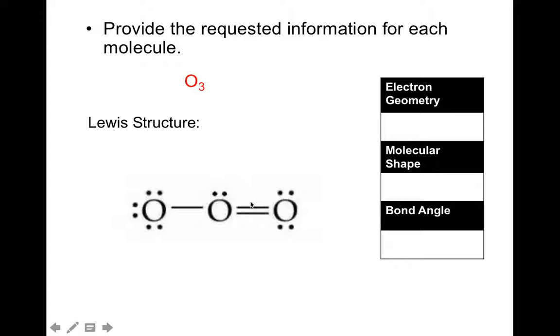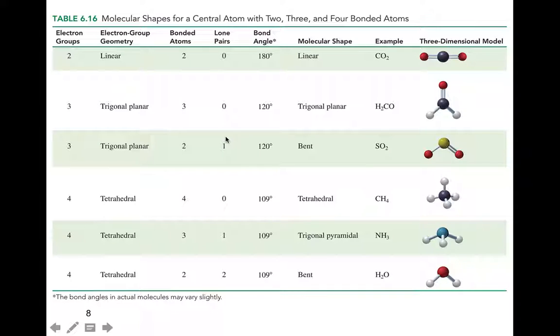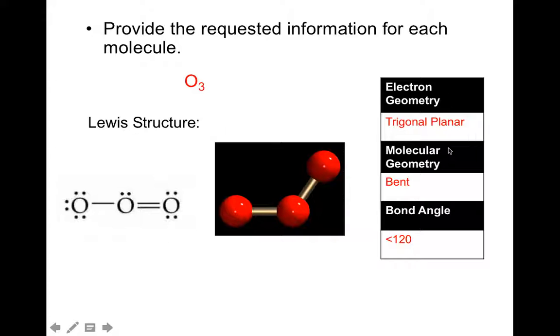So the central oxygen atom has 1, 2, 3 electron groups. 2 of them are bonded atoms, and 1 of them is a lone pair. So if I go back to the chart, 3 electron groups, the electron geometry is trigonal planar. But when I have 1 lone pair, that molecular shape is bent. And you can see, the names of the shapes are actually trying to be descriptive of what the molecules actually look like. So for ozone, the electron geometry is trigonal planar, the molecular geometry is bent, and the bond angle is 120 degrees.